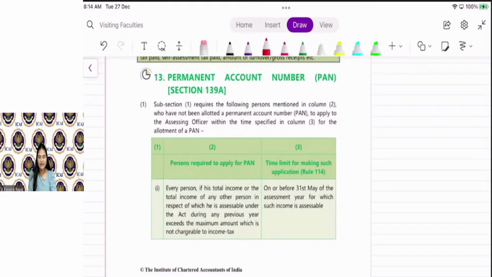Dhyanesh, it is pending. Wait for a minute. We will discuss the link of PAN with Aadhaar. Up till now, everyone clear?